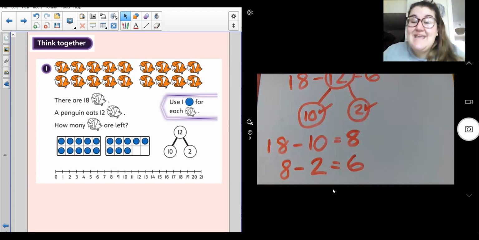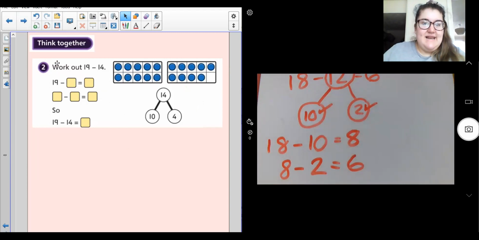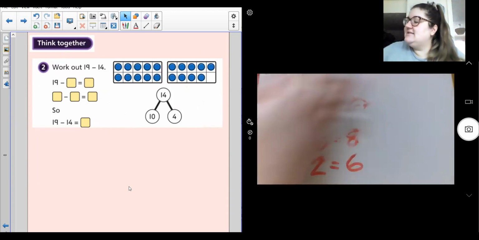Did you see how easy that was for me to think about this part as 10s and 1s, and then think about step 1 and step 2 when solving the problem? It was much, much, much easier. Right, let's have a go at this one. So again, I'm going to set it out in the exact same way.